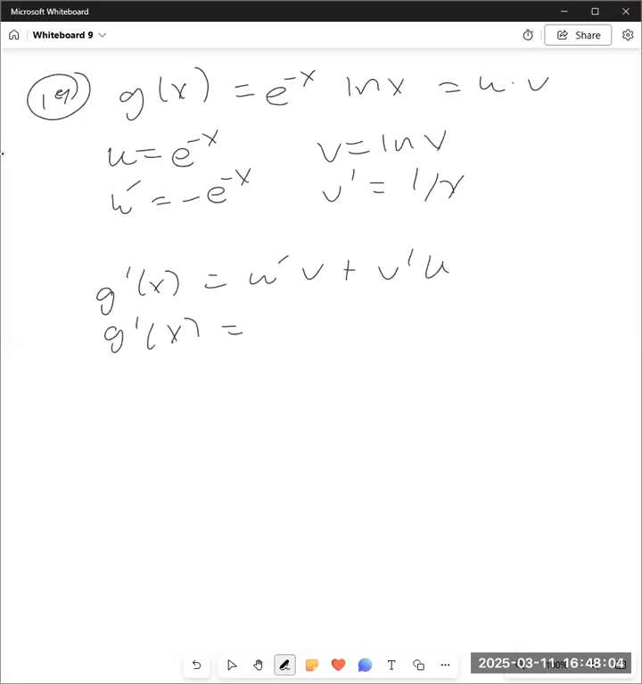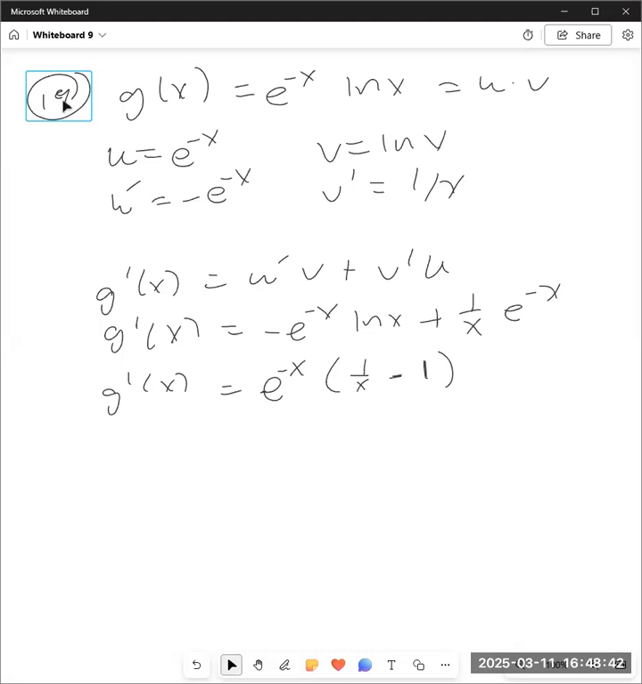So g prime is negative e to the negative x, ln of x plus 1 over x e to the negative x. Your book is going to factor out an e to the negative x or a negative e to the negative x, probably an e to the negative x, and make this 1 over x minus ln x, something like that. So there you have it. And then we have number 21.